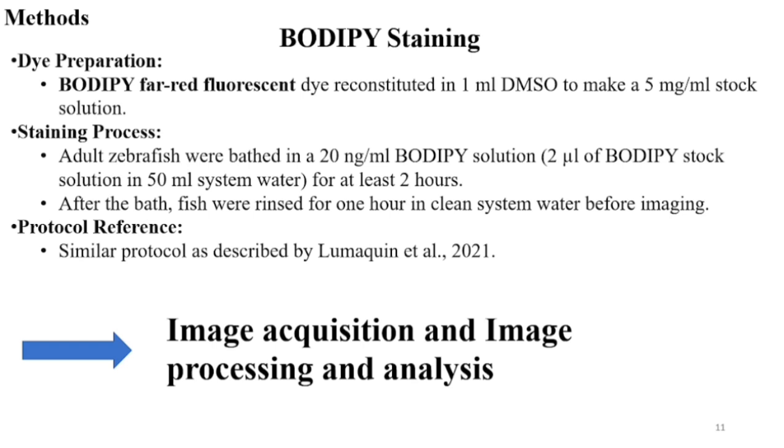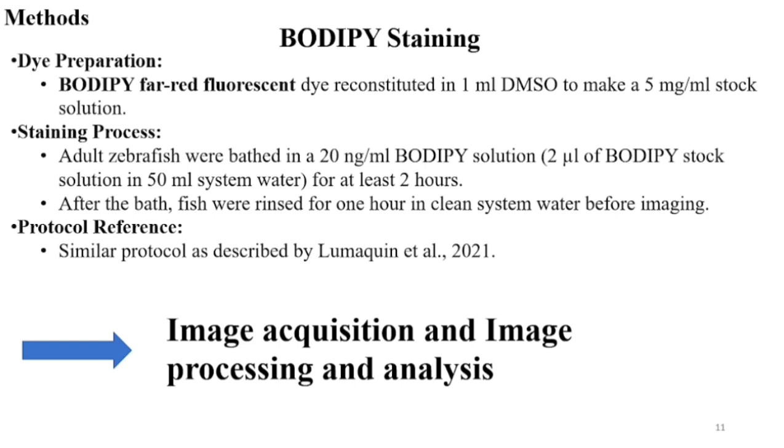So first we've got to prepare the dye. The BODIPY forehead fluorescence dye is reconstituted in 1 ml of DMSO to make the 5 mg/ml stock solution. And for the process, it's very easy.